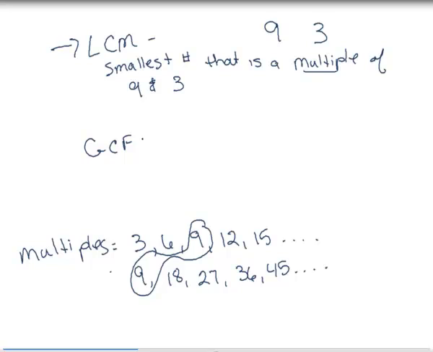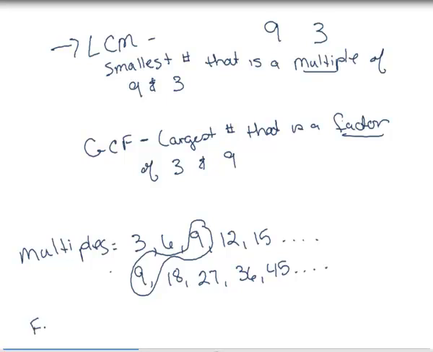The greatest common factor, on the other hand, is the largest. That's what greatest means. Largest number that is a factor of 3 and 9. So what are factors? Factors are numbers that you can multiply to get 3 or 9. The factors of 3 are only 1 and 3, because those are the only two numbers you can multiply to get 3. The factors of 9 are 1, 3, and 9. Those are the numbers you can multiply to get 9.